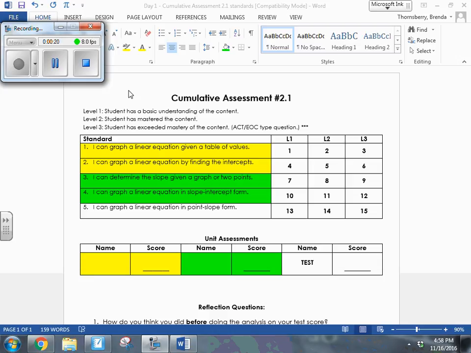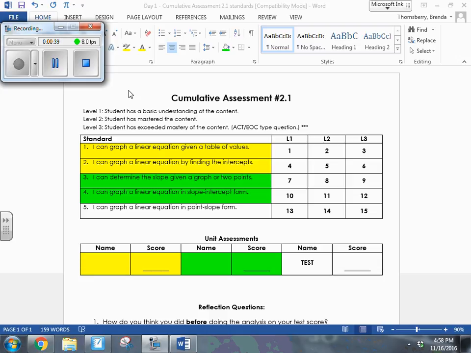It has a level 1, a level 2, a level 3. A level 3 question is that ACT question where they have to understand what the question's asking and apply it and take it to that next level. So my kids get this at the beginning of each unit. This helps them understand what's going to be on the test, so they don't have to ask that.